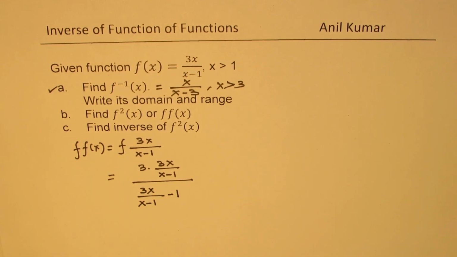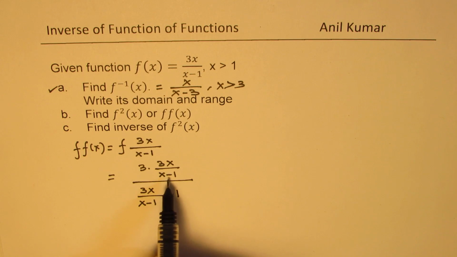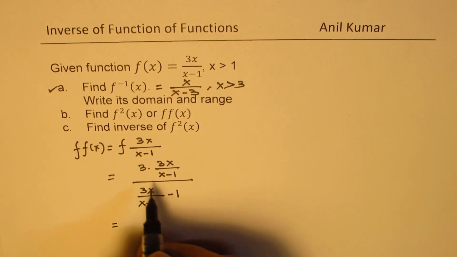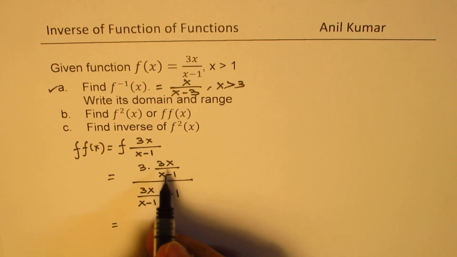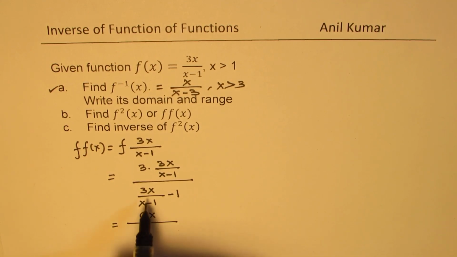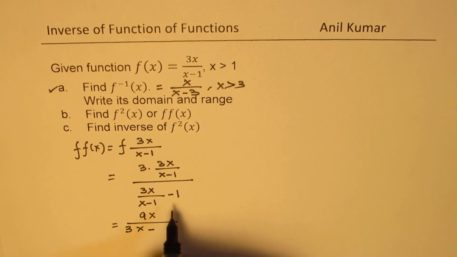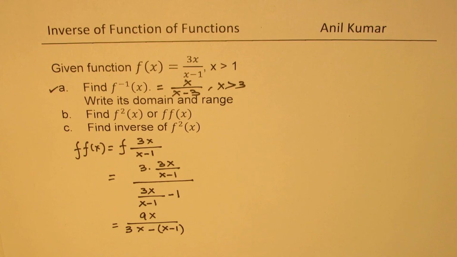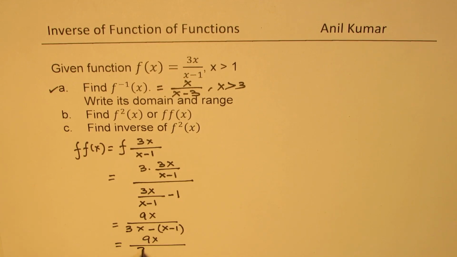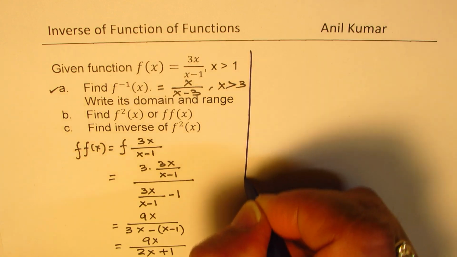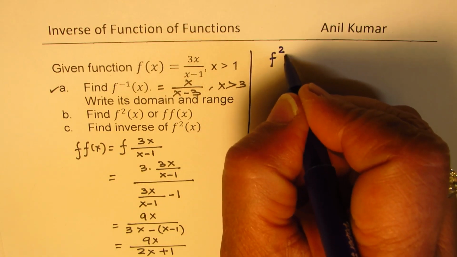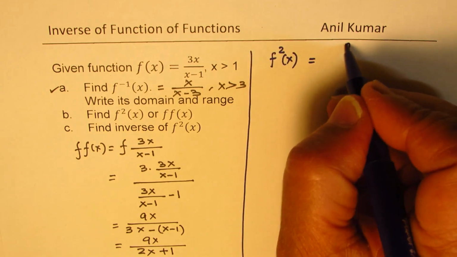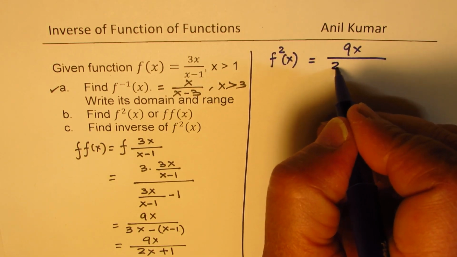And we have minus 1 here. Now we can multiply by x minus 1 both numerator and denominator. So we get 3 times 3, 9. X minus 1 cancels, 9x in the numerator. In the denominator, we get 3x minus of x minus 1, right? So that is, we have 9x over 3x minus x is 2x, and minus and minus becomes plus 1. So we can write this as f squared x, right? That is function of function equal to 9x over 2x plus 1.